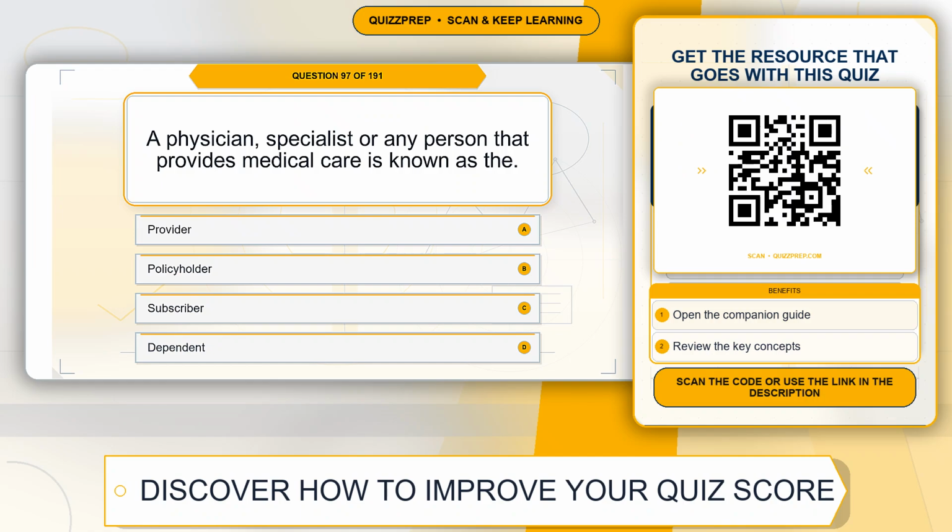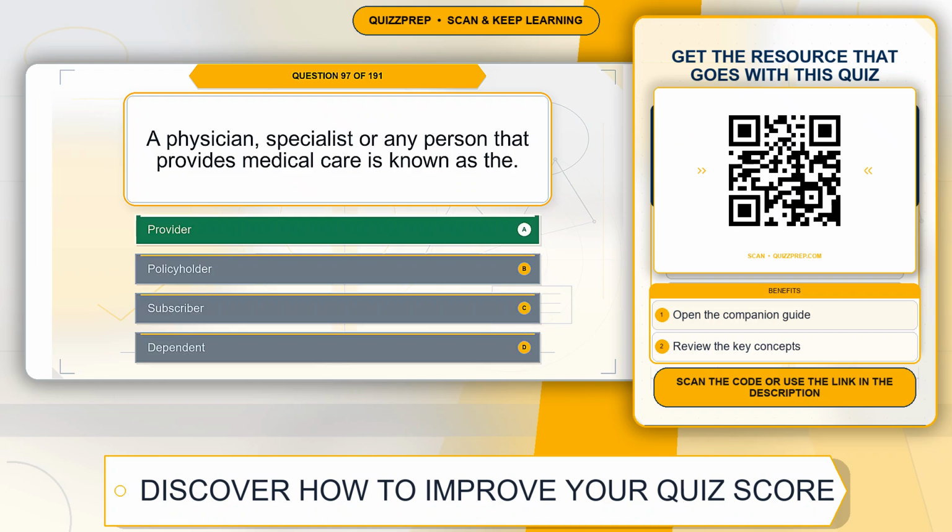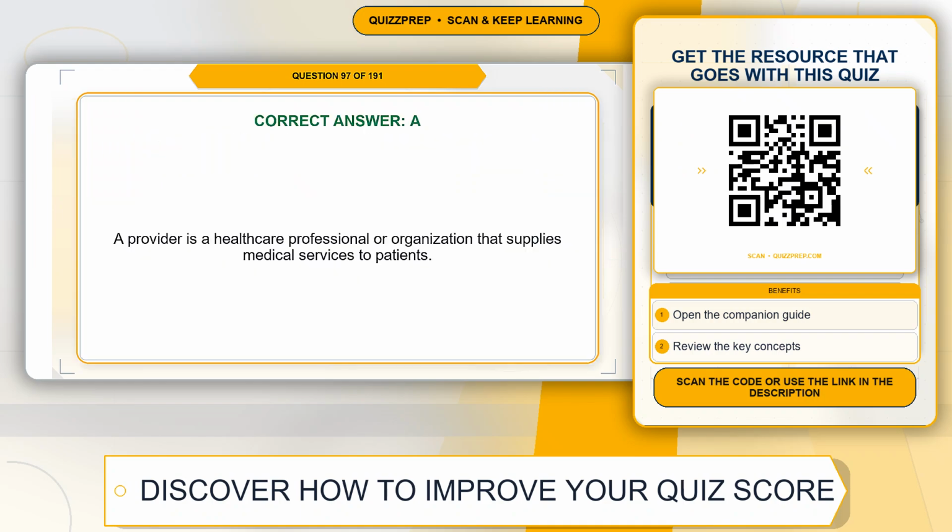Question 97. A physician, specialist or any person that provides medical care is known as the option A, provider, option B, policyholder, option C, subscriber, option D, dependent. The correct answer is option A, provider. Explanation. A provider is a healthcare professional or organization that supplies medical services to patients.